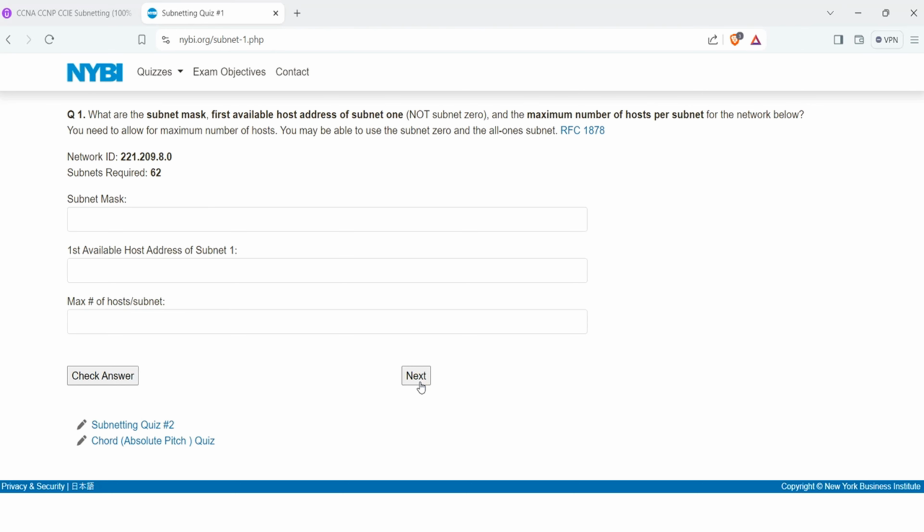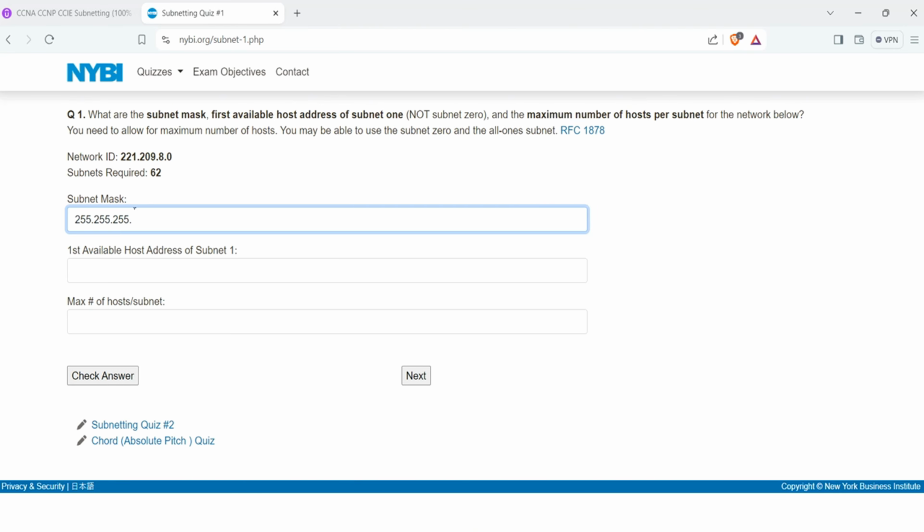Okay, let's go next. Okay, look at this. 62 networks. What is the subnet mask? This is a class C because 221 falls in between 192 and 223, 255.255.255 dot what? Okay, if I'm looking for 62 networks, 2 to the 5 is 32.